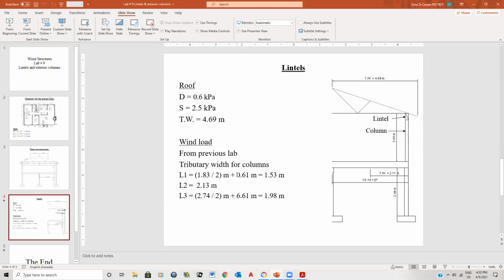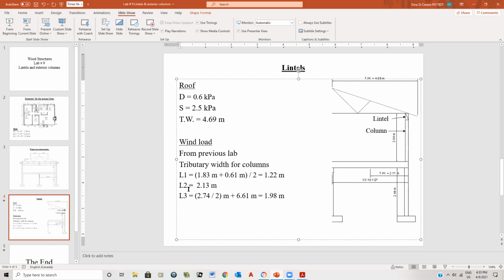I apologize. This should be. Can somebody do the math so I can put the right value, please? It's 1.22, sir. I'm sorry, what'd you get? 1.22. 1.22, you said? Yes, sir. Thank you. So that's going to be the tributary width, 1.22.